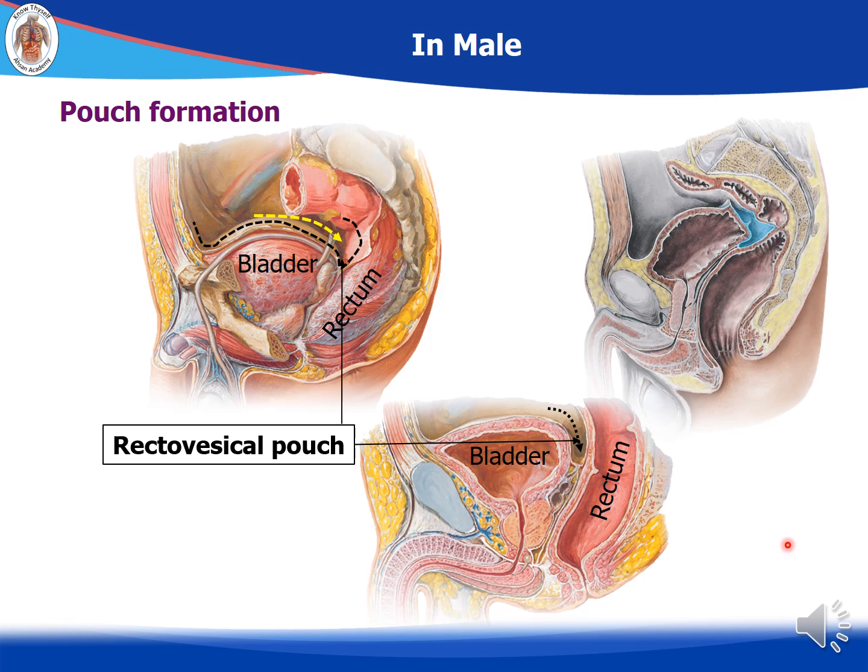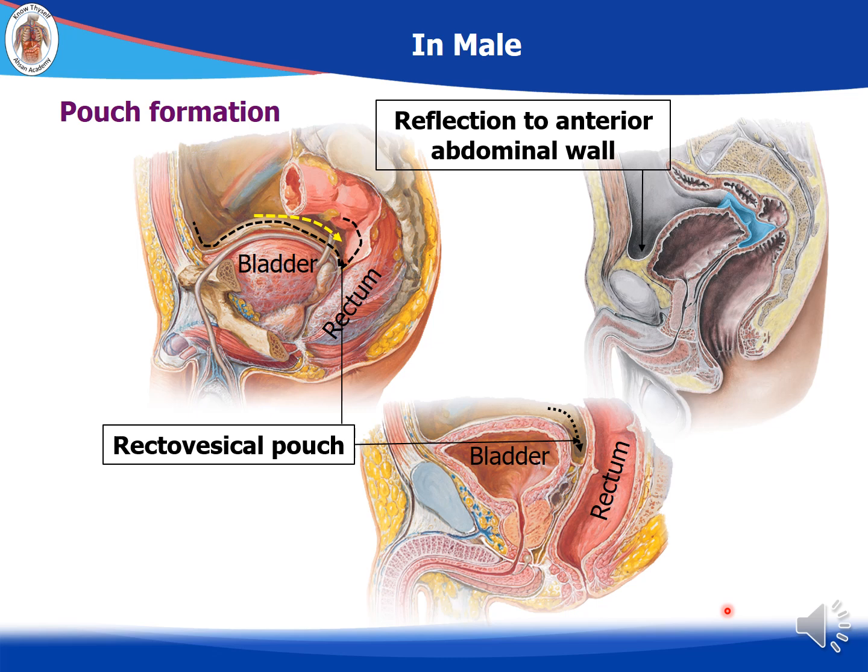This is the pocket between the rectum and the bladder, known as the rectovesical pouch. So in males, the rectovesical pouch is the most dependent part of the peritoneal cavity. But anteriorly, from the roof the peritoneum goes to the anterior abdominal wall, so there is no pocket formation. If the bladder is full, it will pull the peritoneum up, so the bladder will come in direct contact with the anterior abdominal wall.